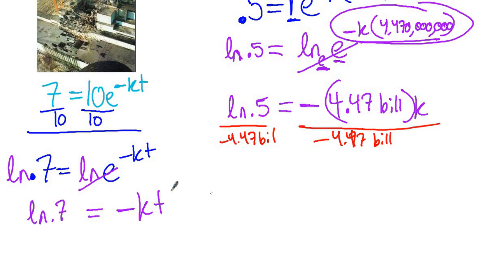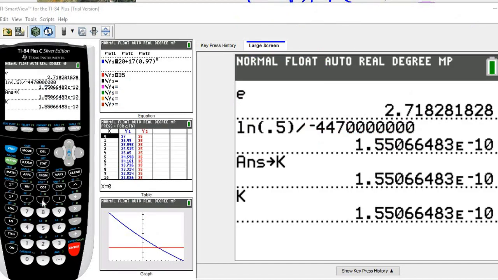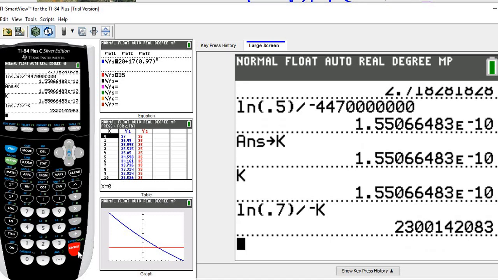Okay, now we need to divide by negative k on both sides, and when we do that, we'll get our t value. So the natural log of 0.7 divided by negative k. Let's put that in the calculator. So we have ln of 0.7, and we will divide that by, it's decay, so we're going to divide it by negative alpha K. And remember that uranium takes a really long time to go away, so this should be a pretty large number if we did this correctly, and it is.